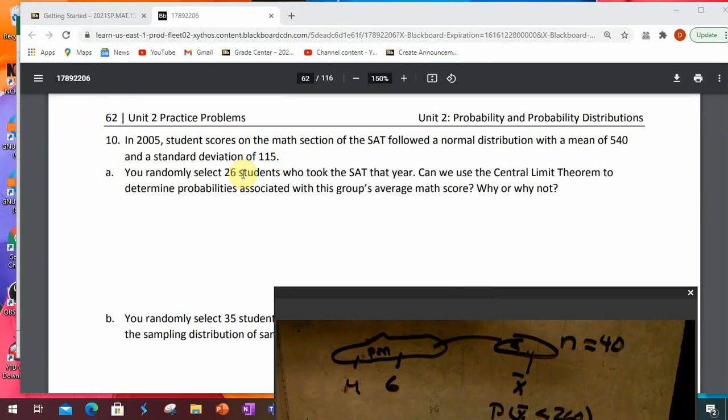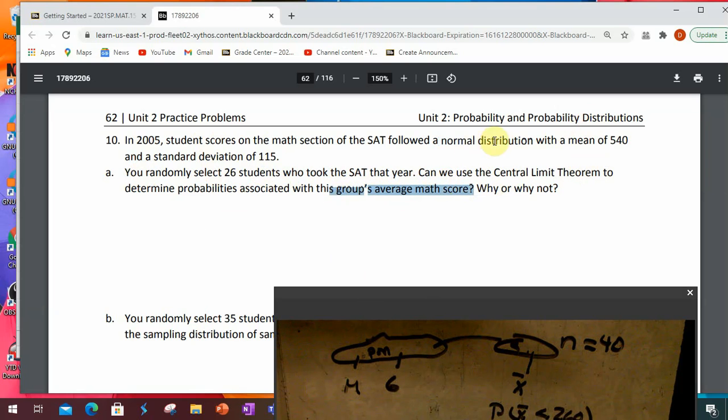You randomly select, in 2005, let me go back over. In 2005, student scores on the math section of the SAT followed a normal distribution with a mean 540 and a standard deviation of 115. Normal distribution, okay? Now you randomly select 26 students who took the SAT that year. Can we use the central limit theorem to determine the probability associated with the group's average math score?